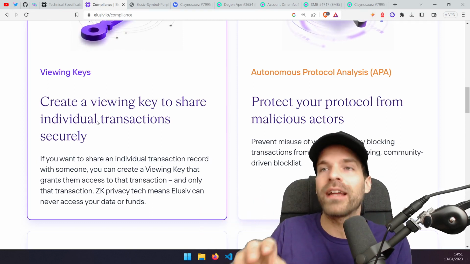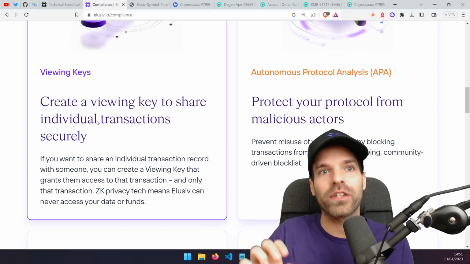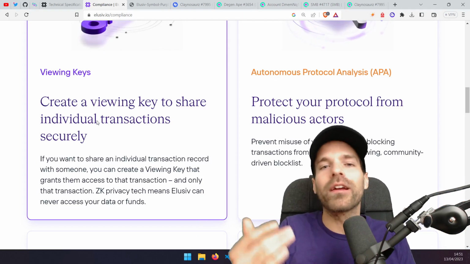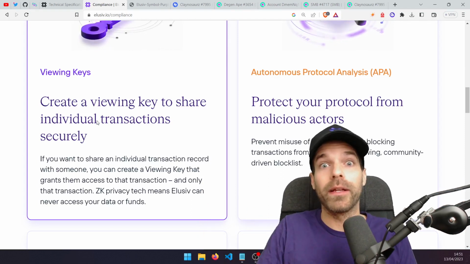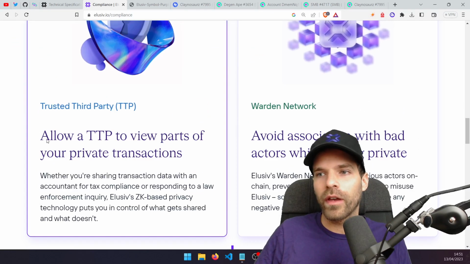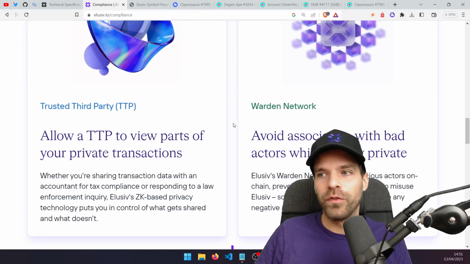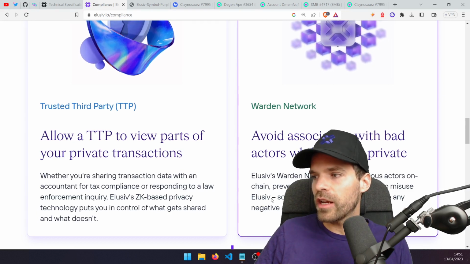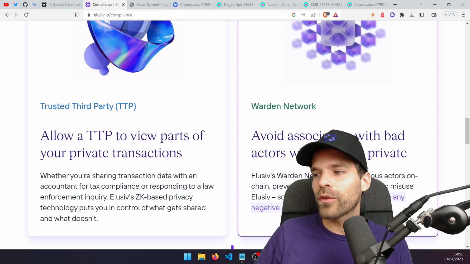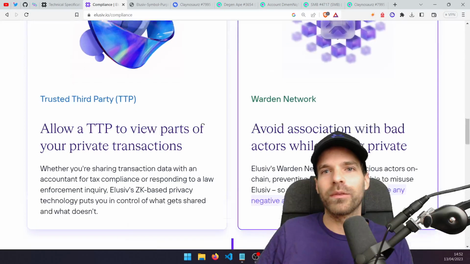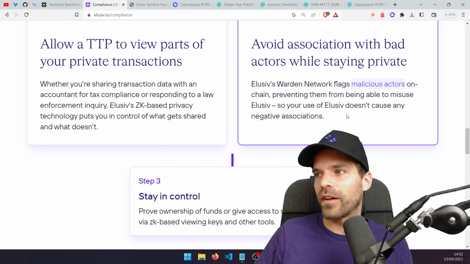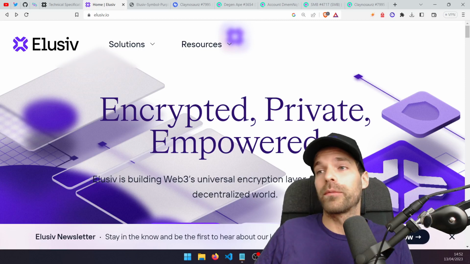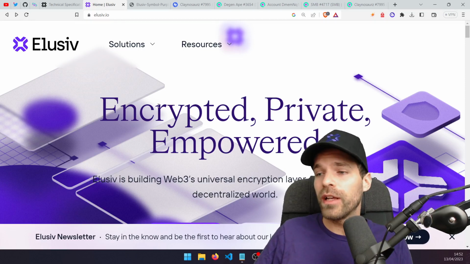So I can decide, yes, you get to see my transactions, but the vast majority of people, so the general public, doesn't. And that's already a great improvement over everything is public. That's the whole I'm in control part. So I can allow a trusted third party to view my private transactions. Malicious actors also get flagged on chain. Interesting. So Elusiv is trying really hard to not be associated with any malicious actors or any illicit funds. Image. Very important.